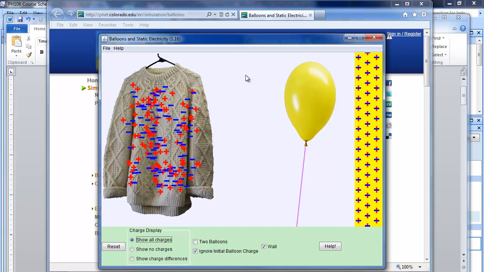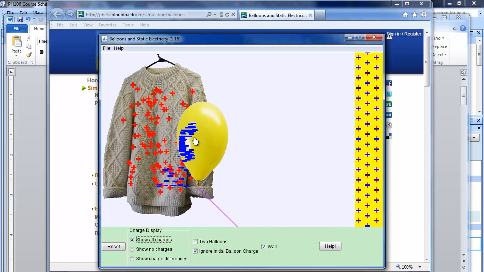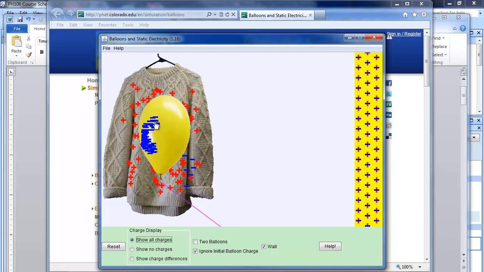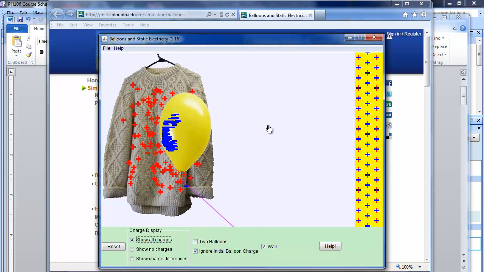This particular simulation is pretty straightforward. Just bring the balloon here, rub it with the sweater, and then let it release, and so on. I don't think I need a lot of explanation for this part, so that's all I'm going to say for this part.